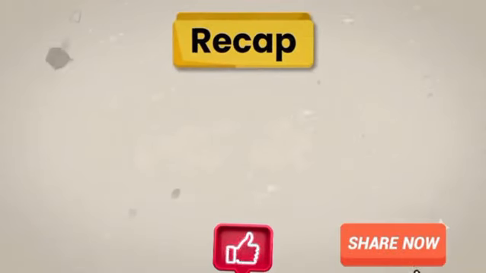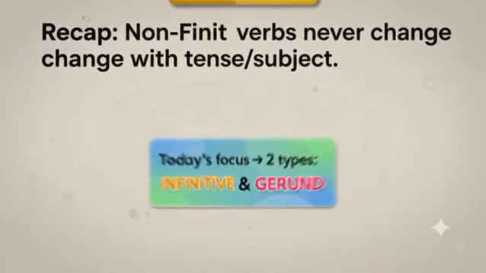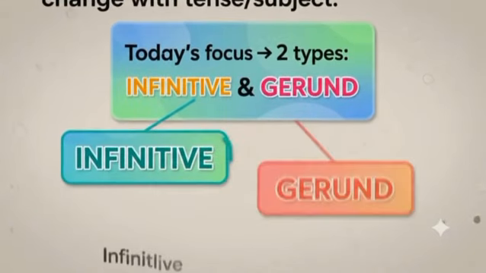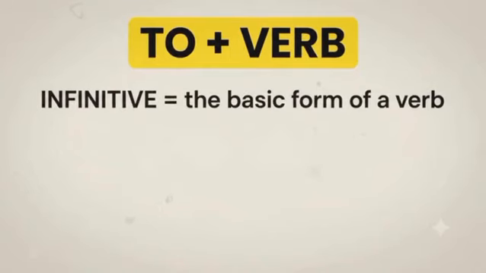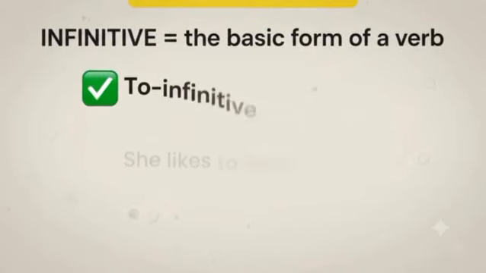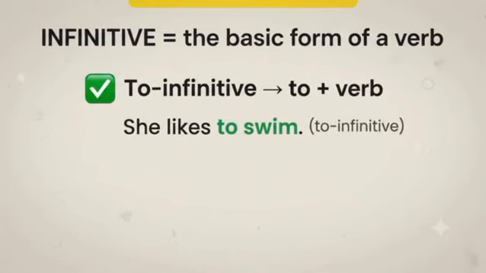Quick recap. Non-finite verbs never change no matter the tense or subject. Today we go deep into two of its forms, the infinitive and the gerund. By the end, you will spot both instantly. What is an infinitive? An infinitive is simply the base form of a verb. It comes in two types. The to infinitive, where you add to before the verb, like to swim, and the bare infinitive, where the verb stands alone with no to, like can swim. Let's look at each one closely.